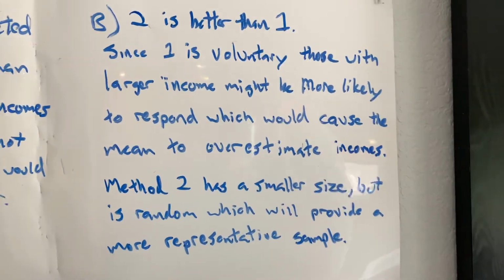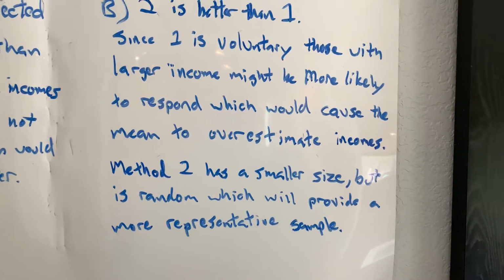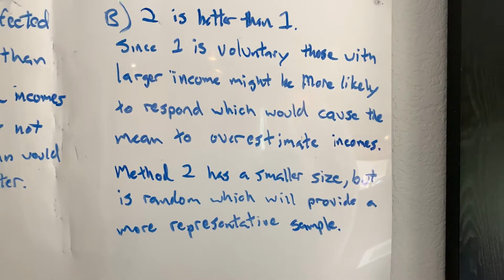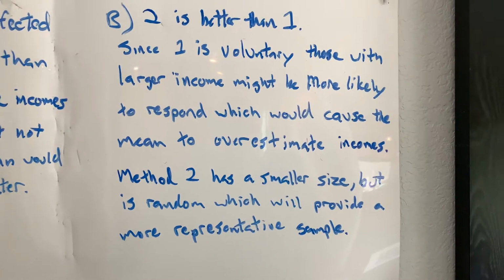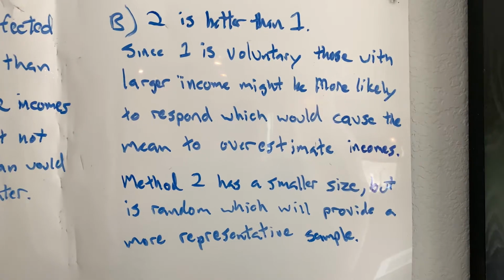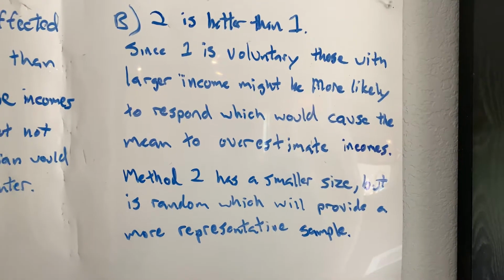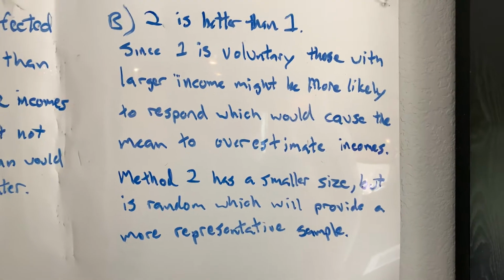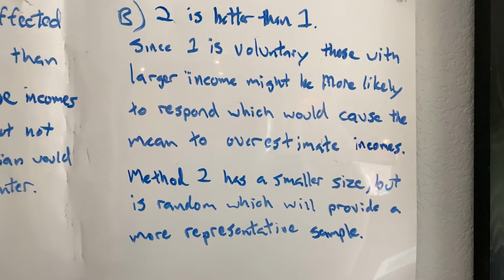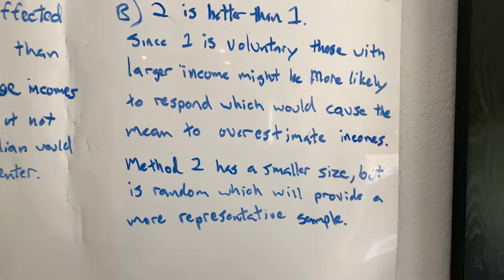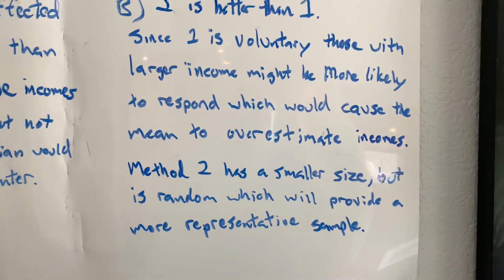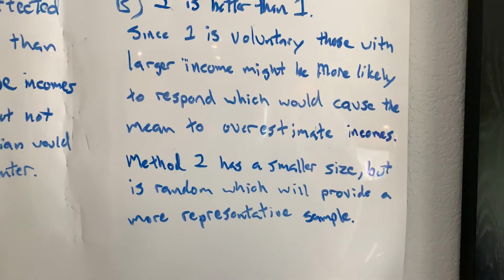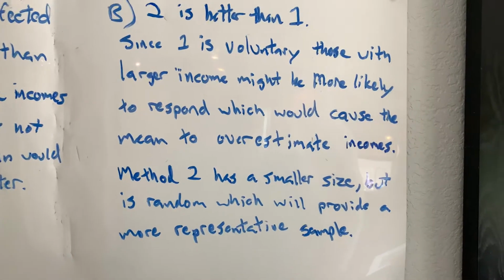Since 1 is a voluntary sample, those with larger incomes may be more likely to respond than those with smaller incomes. People who have smaller incomes maybe are embarrassed or they don't want to admit it, so they don't want to say anything. But if you have a really large income, you're going to be happy and maybe a little bit arrogant, and you're going to want to make sure that people know that. So they're more likely to respond. But what is that going to do? That's going to cause the mean to overestimate incomes, and that's where the problem is.